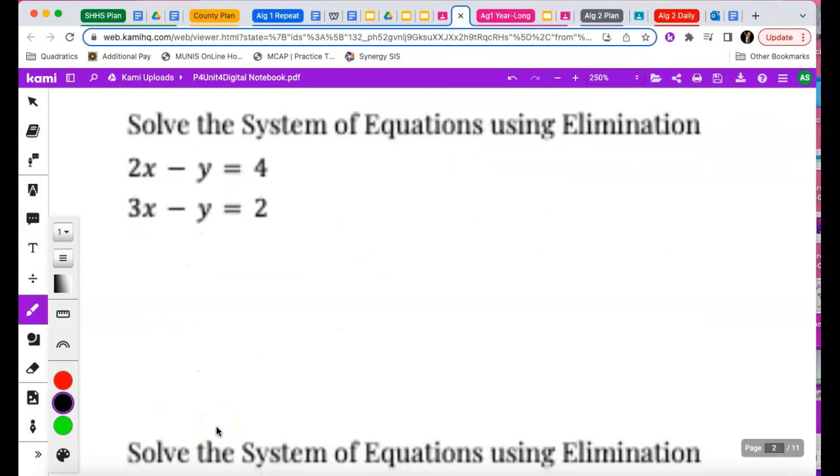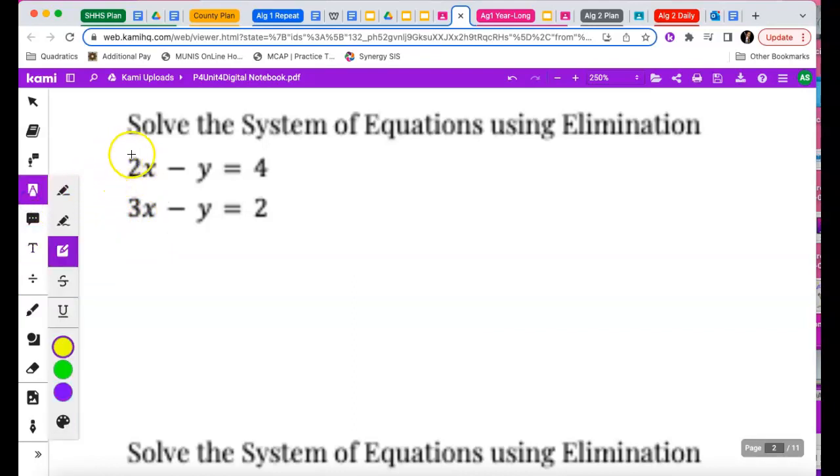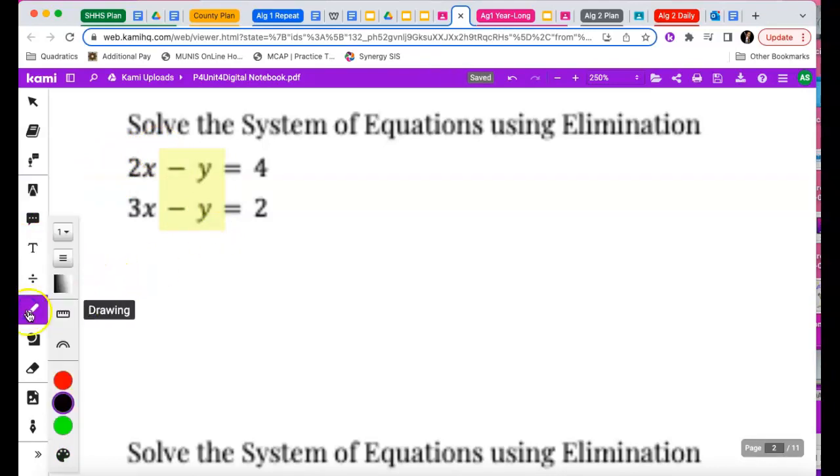So this time we're going to solve this system using elimination. Notice that the x's aren't the same number this time. So this time we're actually going to eliminate the y's. So I'm going to highlight these y's. So I need to multiply one of my equations by negative 1 so that those are opposites. I don't want them both to be negative y.